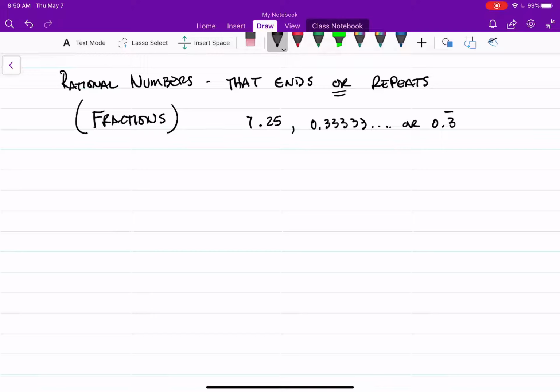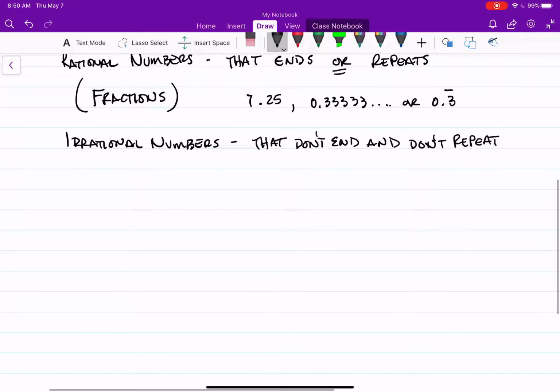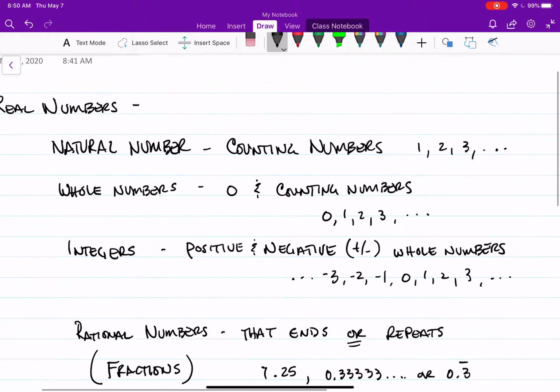Okay. And obviously with rational numbers, there are also irrational numbers. Irrational numbers are numbers that don't end and don't repeat. Okay. Now, you're not going to address a whole lot of irrational numbers in this course, but I still want to introduce it to you because it is all part of the real numbers.